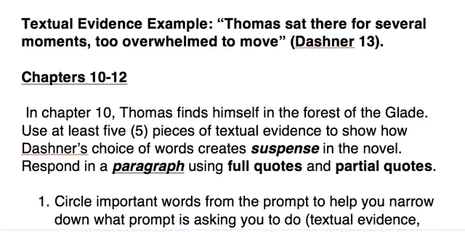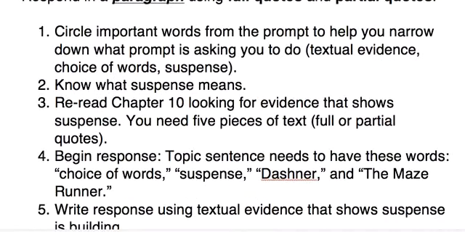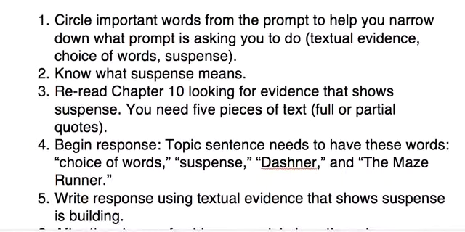So, this prompt has us finding 5 pieces of textual evidence to show how Dashner's choice of words creates suspense in the novel. When responding in a paragraph, you are to use full and partial quotes. First thing you need to do is circle important words from the prompt to help you narrow down what the prompt is asking you to do. The 3 main items are textual evidence, choice of words, and suspense.